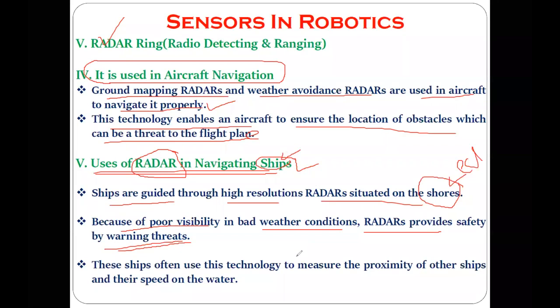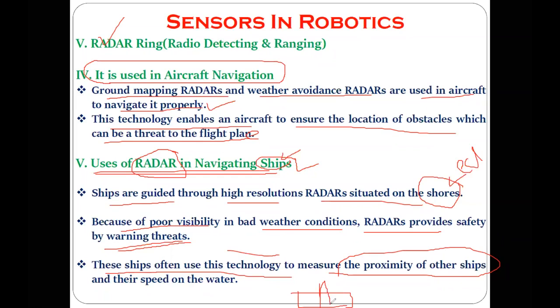Okay, and in case of ships, this radar system can be utilized to determine any obstacle in front of the ship also. Here I mentioned these ships often use this technology to measure the proximity of the other ships. Consider this as one ship, okay, and there is another ship. So how much distance is there between these two ships? This kind of detection can also be done with the help of the radars.